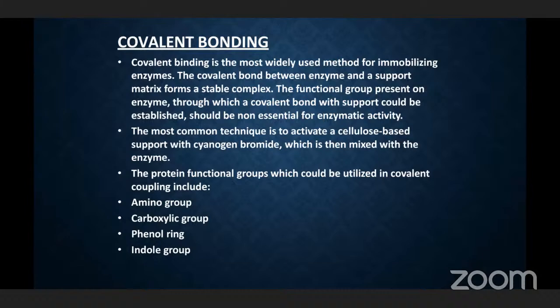So the most common technique is cellulose based support with cyanogen bromide, which is mixed with the enzyme. The functional groups present in the protein which are involved in the covalent coupling are the amino group, carboxyl group, phenol ring and indole group.